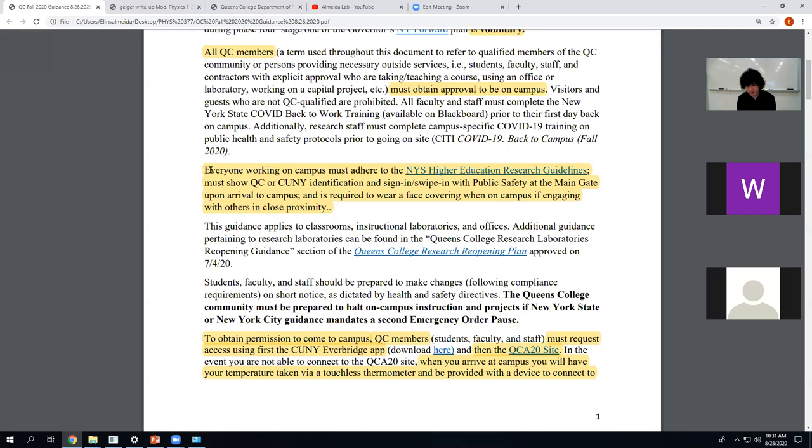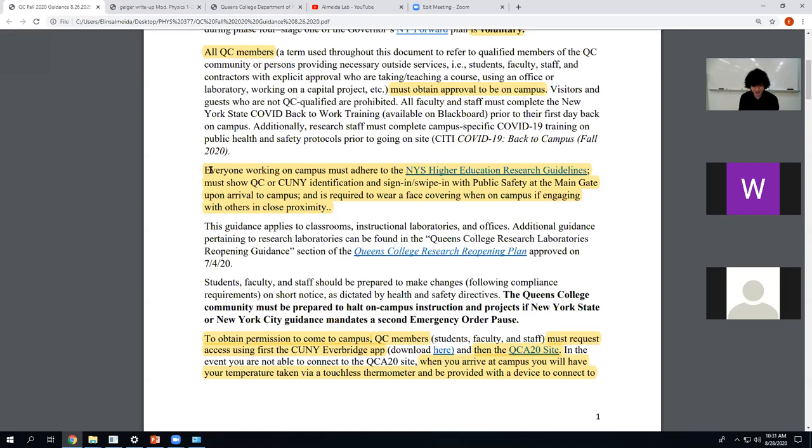And there, depending on, they are changing the system, but right now you have to fill out the safety or health attestation form, and someone will measure your temperature with one of these forehead detectors that I have in hand. And then you're good to come to campus. I also have a forehead detector that I'll be using to monitor my temperature.